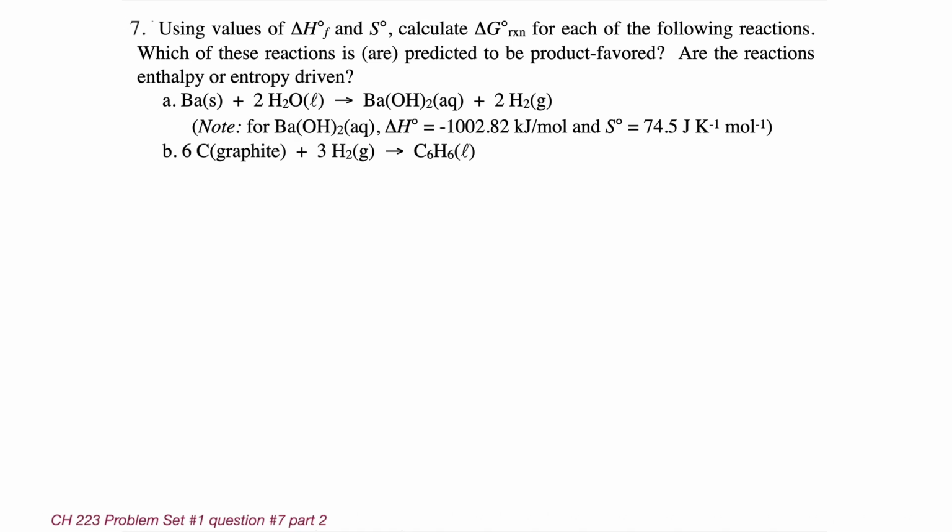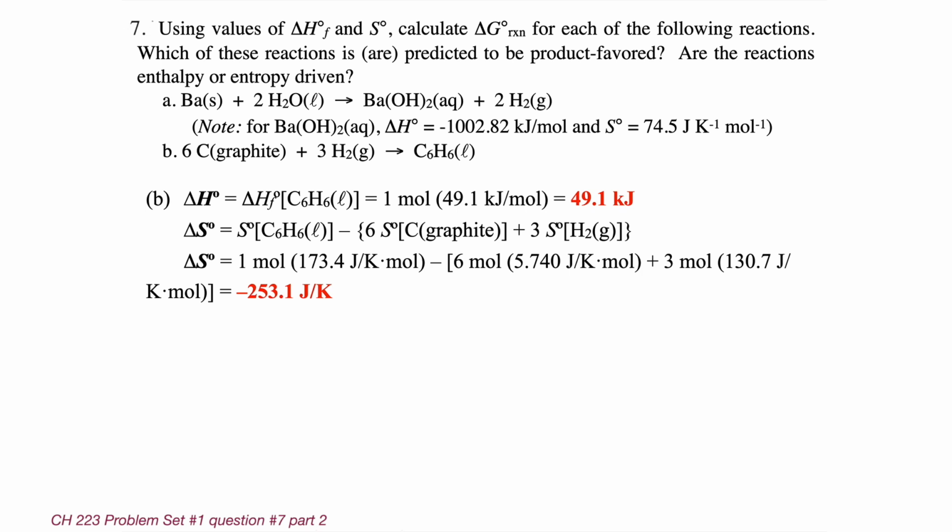For the second reaction, same kind of thing. This is making benzene, C6H6, from the elements, from carbon and hydrogen gas. Just as before, delta H, products minus reactants, but all the reactants here are elements in their standard states. So literally, delta H is equal to the heat of formation for the C6H6, 49.1 kilojoules. That's a positive number. This is not an enthalpy-driven reaction.